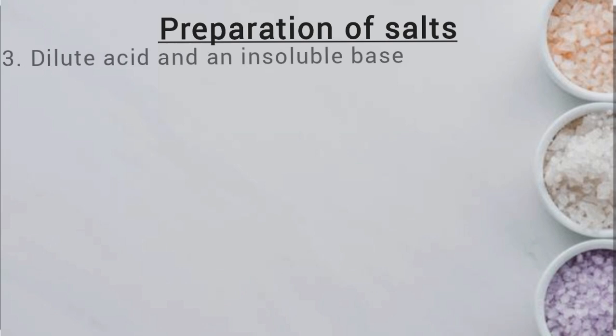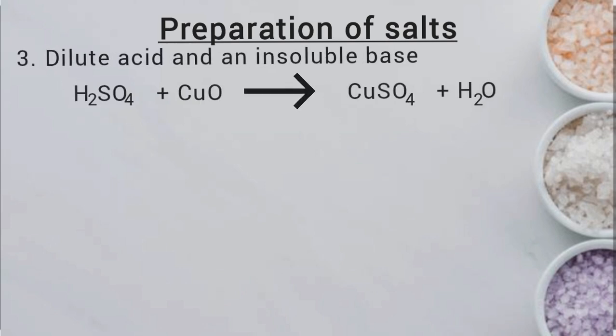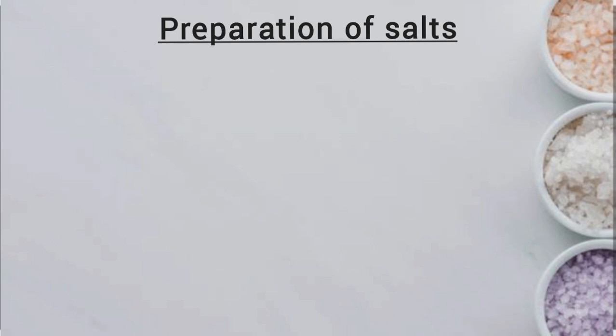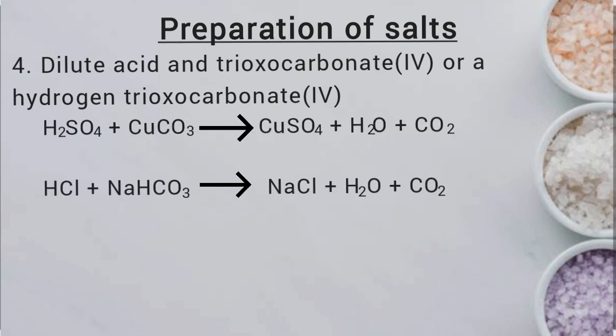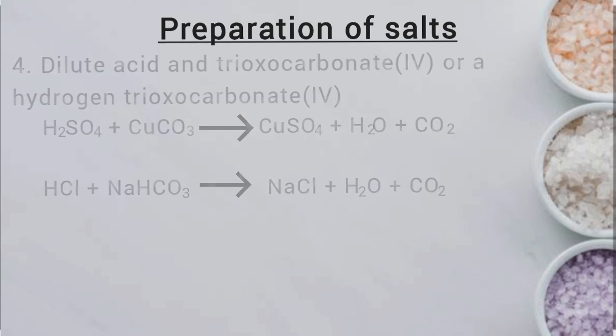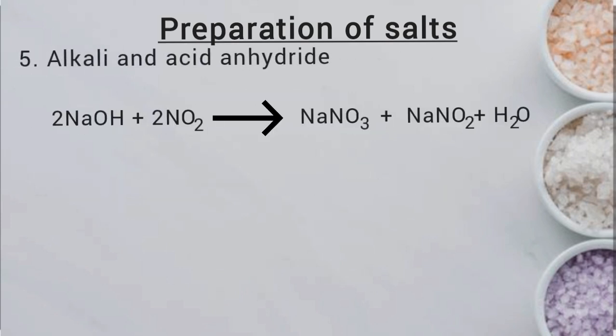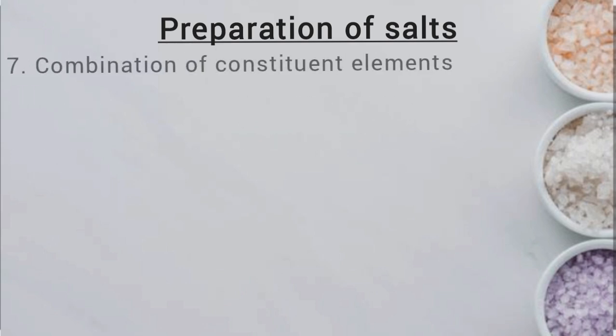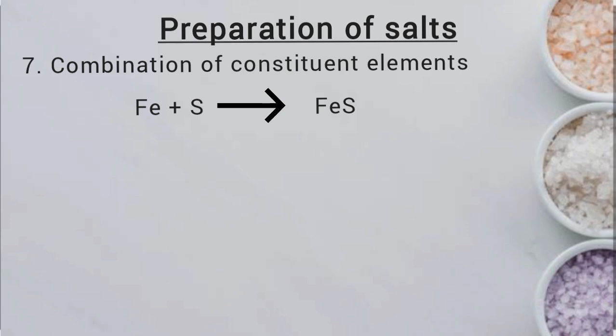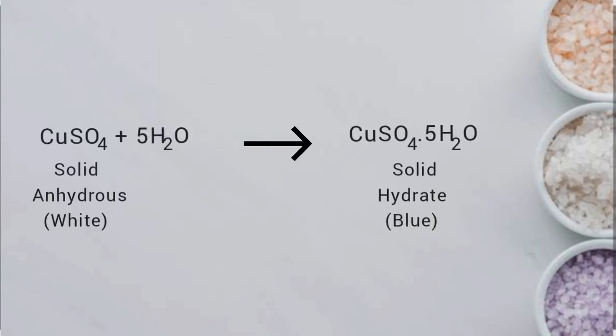Next is when a dilute acid reacts with an insoluble base. Also, we have when a dilute acid reacts with a trioxocarbonate or a hydrogen trioxocarbonate. Next is when an acidic anhydride reacts with an alkali. The next is the double decomposition reaction, and the last is the combination of the constituent elements. It is important to note that some salts will combine chemically with water to form hydrates, and thus they are said to have water of crystallization.